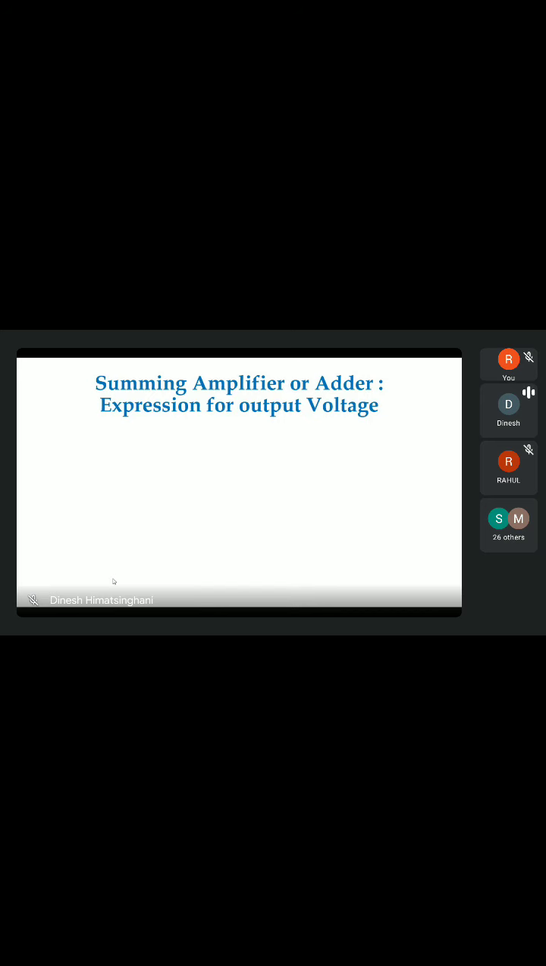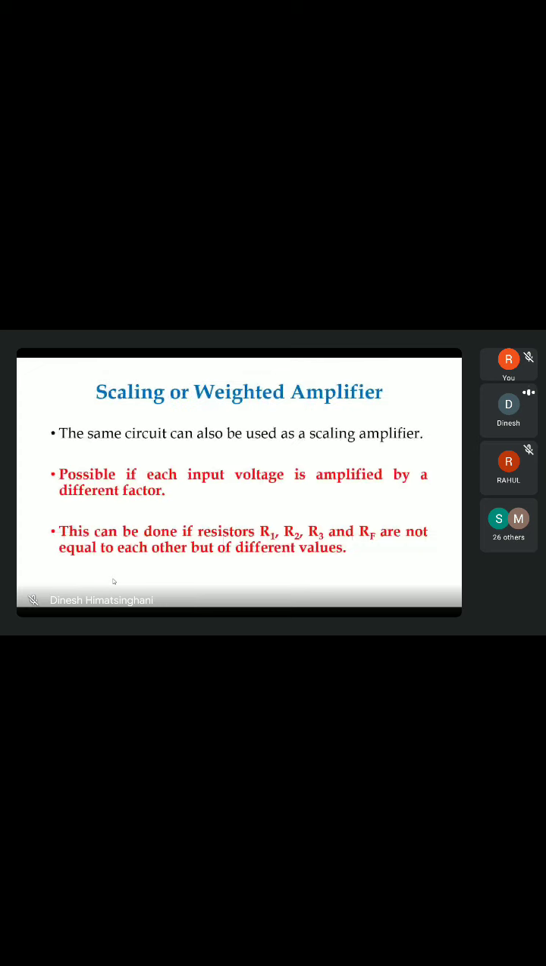Okay, what's the expression for the summing? I've obviously not written the derivation because I've shown you the derivation live on the board. The same circuit can also be used as a scaling amplifier. Scaling is also weighted. What is the weight of V1? RF by R1. What is the weight of V2? RF by R2. What is the weight of V3? RF by R3.